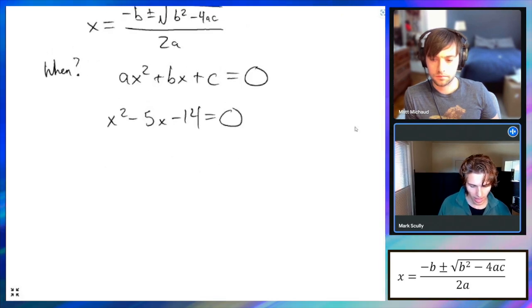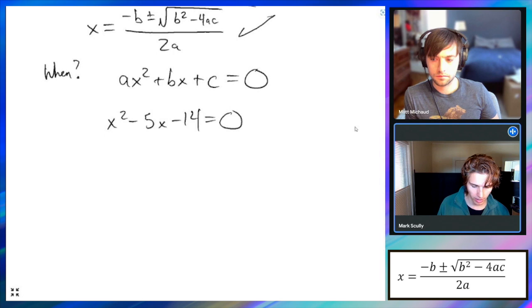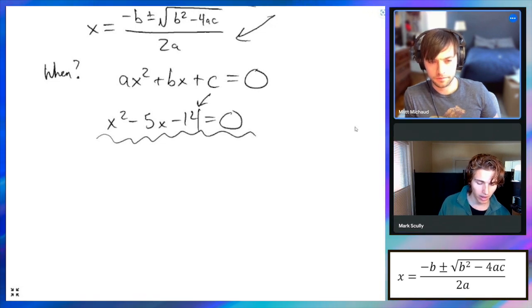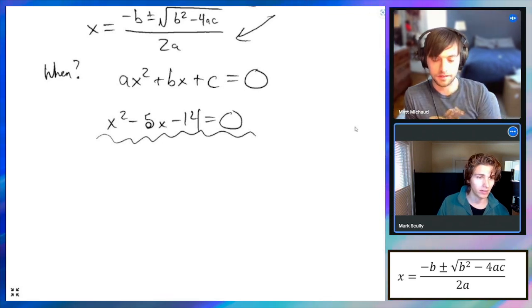So we have our equation at the top here. Matt, can you tell me what b is in this equation? Is b 14? That would actually be c. You see how c, there's no x after the 14? Would that mean that b is 5x? Close. It's negative 5.